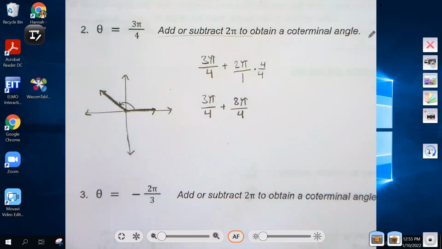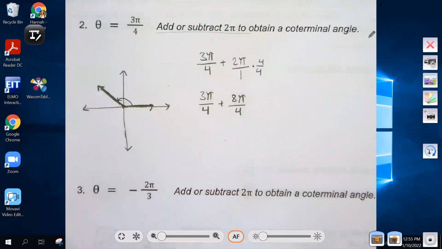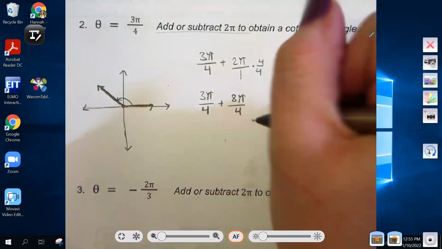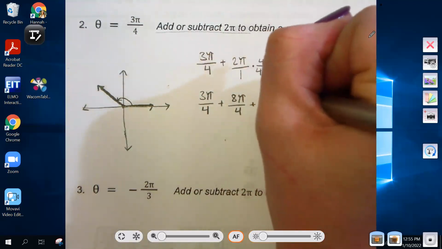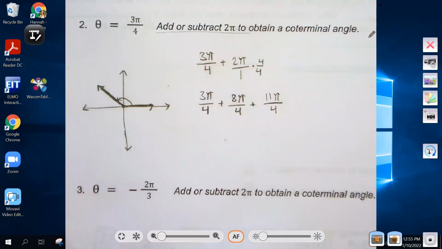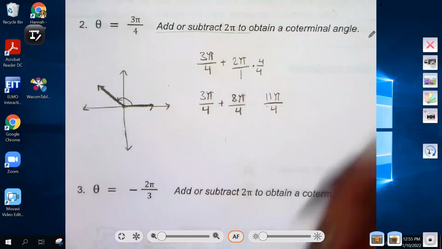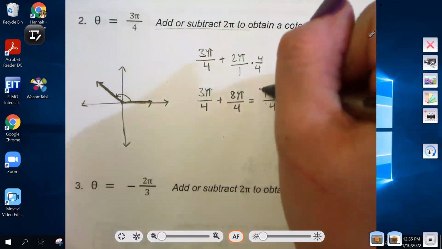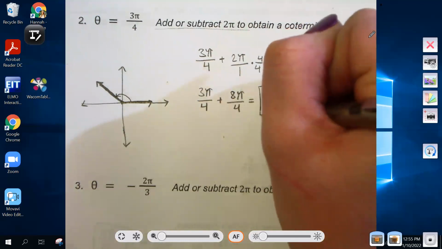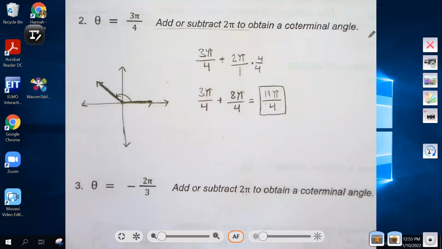So we changed 2 pi to 8 pi over 4 so that now we can add these. 3 plus 8 is 11. So we have 11 pi over 4. Whoops, that should be an equal sign. Right, 11 over 4 can't be simplified, so 11 pi over 4 is one of our coterminal angles.